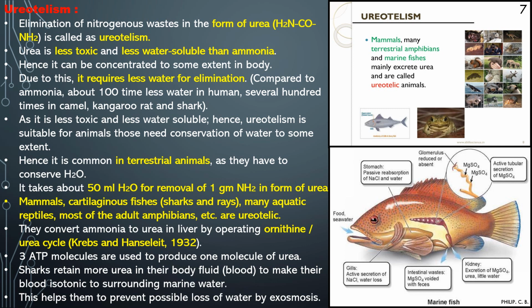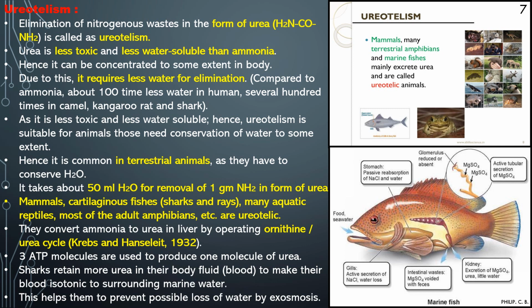Sharks retain more urea in their body fluid to make their blood isotonic to the surrounding environment, that is marine water. As you know, these are marine fishes and the water is very salty, so to maintain that they have to retain urea. This helps them to prevent possible loss of water by exosmosis. So again you can see the image. Ureotelism: many mammals, many terrestrial amphibians and marine fishes mainly excrete urea and are called ureotelic animals.